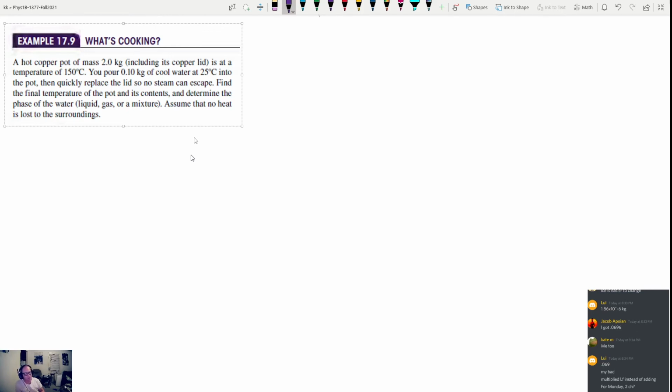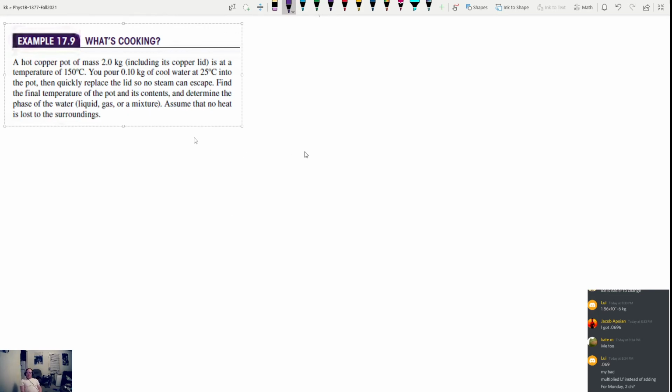Yeah, for Monday, 2 chapters, that's right. We'll go back over that at the end. This is what makes this hard. Anytime you have a problem where you don't know what the final mixture is going to be, like it could have some liquid, it could have some gas, it could have some solid, it's a lot harder.